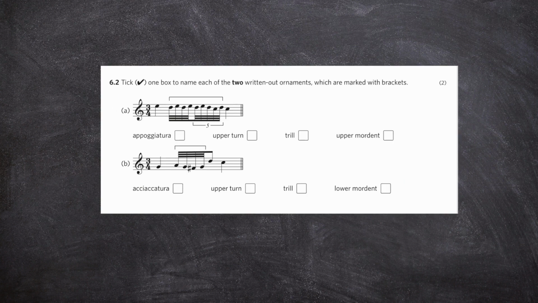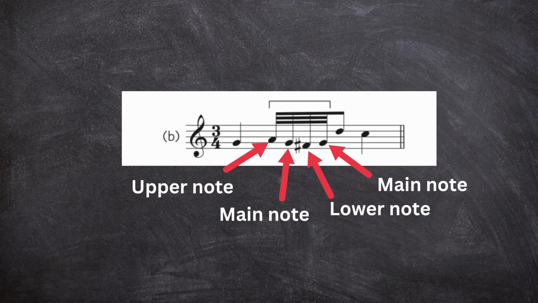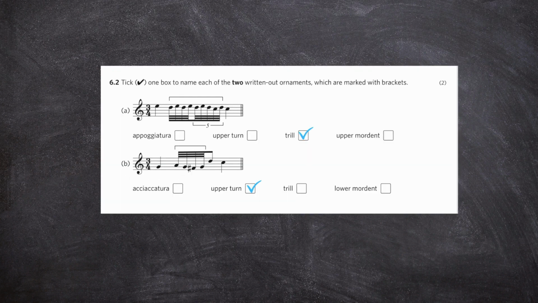Question 6.2. Name the following ornaments. The first one is a trill. It alternates between two adjacent notes rapidly to fill up the space of a certain passage. The second ornament consists of 4 notes. The first one is the upper note, then the main note, followed by a lower note, and then the main note again. So, this one is an upper turn.